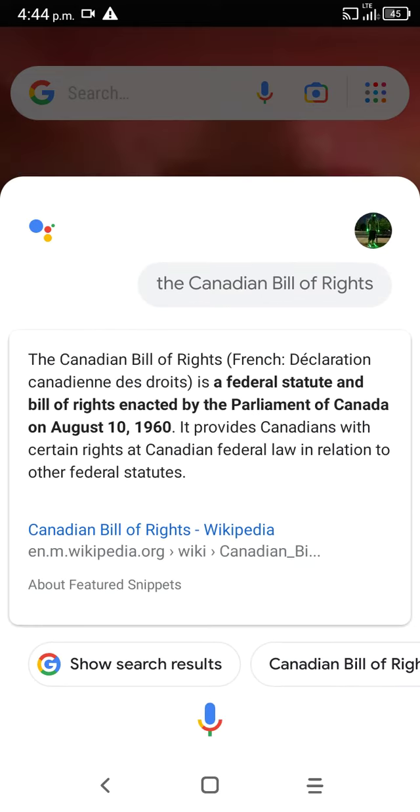According to Wikipedia, the Canadian Bill of Rights is a federal statute and Bill of Rights enacted by the Parliament of Canada on August 10, 1960. It provides Canadians with certain rights at Canadian federal law in relation to other federal statutes. Okay, so we don't want to find it on Wikipedia right now.